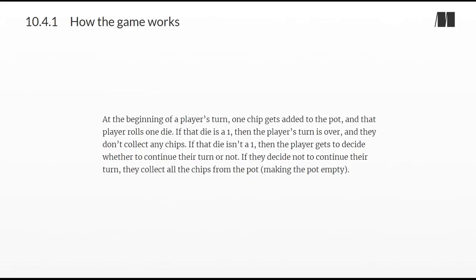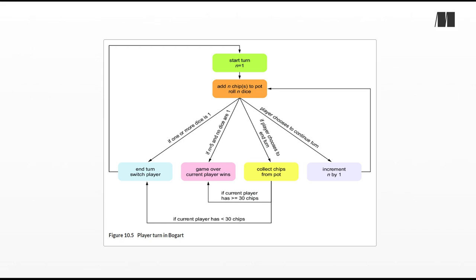At the beginning of a player's turn, one chip gets added to the pot, and that player rolls one die. If that die is a 1, then the player's turn is over, and they don't collect any chips. If that die isn't a 1, then the player gets to decide whether to continue their turn or not. If they decide not to continue their turn, they collect all the chips from the pot, making the pot empty. Figure 10.5. Player turn in Bogart.